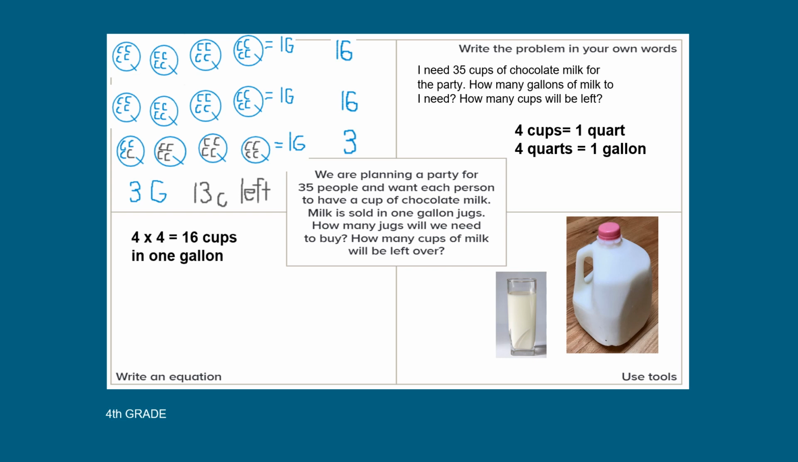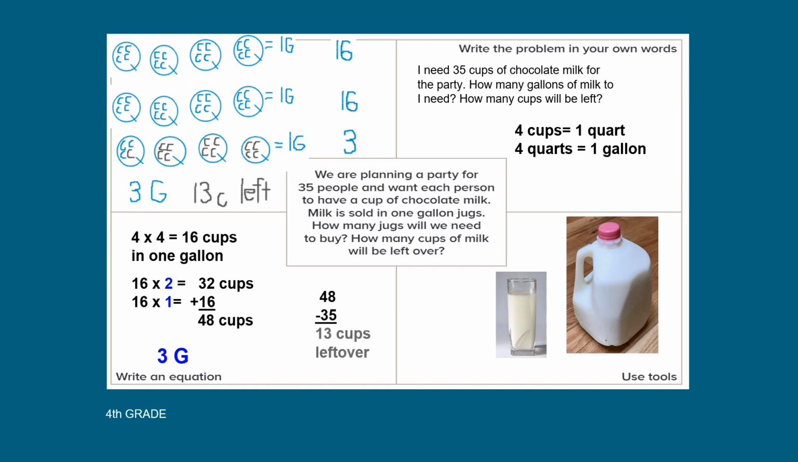I might also use an equation to solve the problem. Since there are 4 cups in 4 quarts in a gallon, I can use 4 times 4 to see that there are 16 cups in 1 gallon. I know that I'll need at least 2 gallons, which will get me 32 cups, and 1 more gallon will get me 48 cups. That means I need to buy 3 gallons of milk.